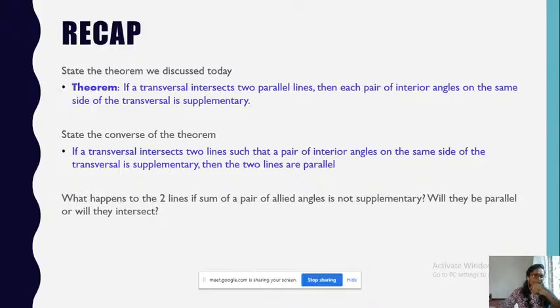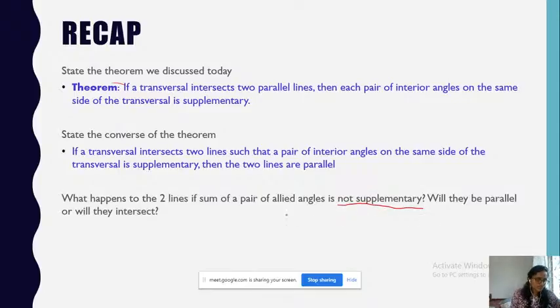So, what happens to the two lines if the sum of a pair of allied angles is not supplementary? Now can you tell me, will they be parallel or will they intersect? They are parallel and they will not intersect. Okay, now Charan, look at the question. What happens to the two lines? We are not given that they are parallel or intersecting. So look at the question: what happens to the two lines if the sum of a pair of allied angles is not supplementary?